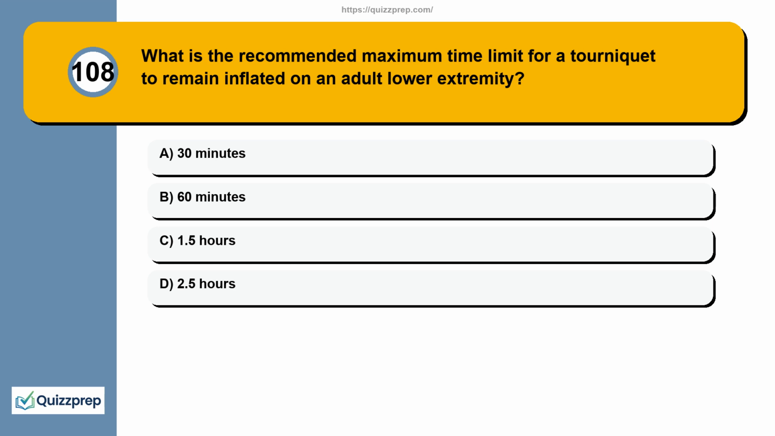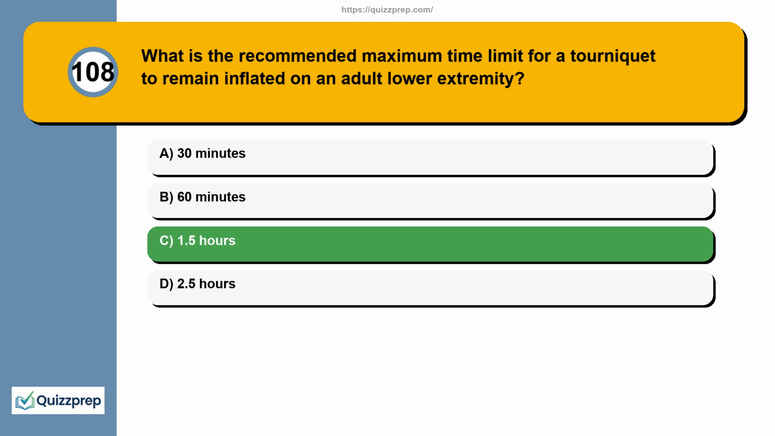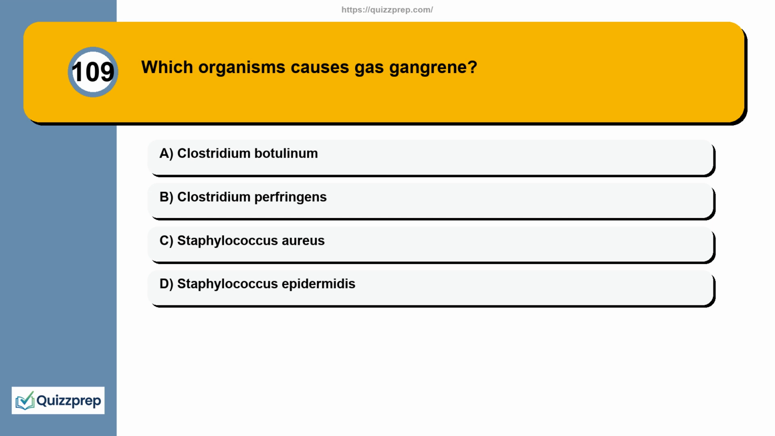Option A, 30 minutes. Option B, 60 minutes. Option C, 1.5 hours. Option D, 2.5 hours. The correct answer is option C, 1.5 hours. Question 109. Which organism causes gas gangrene?